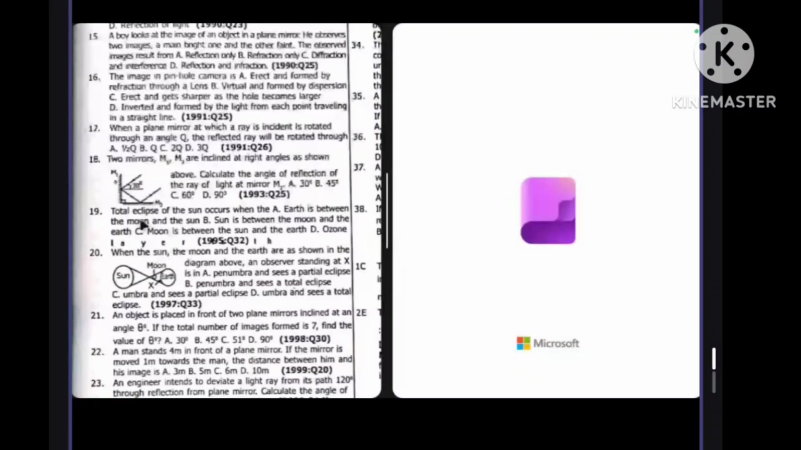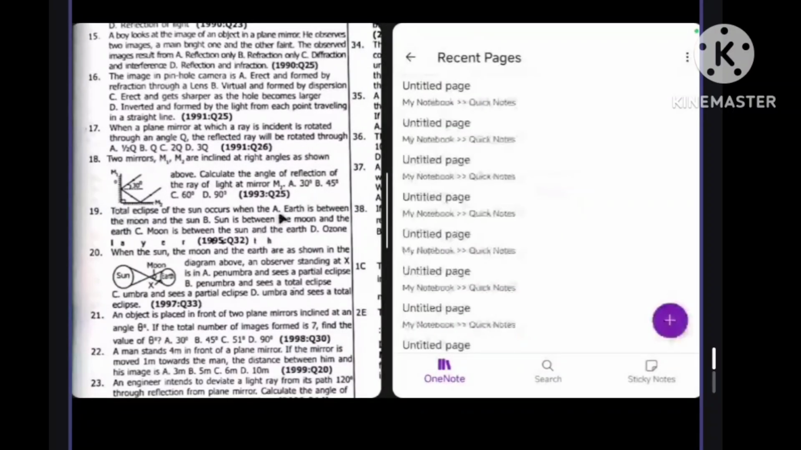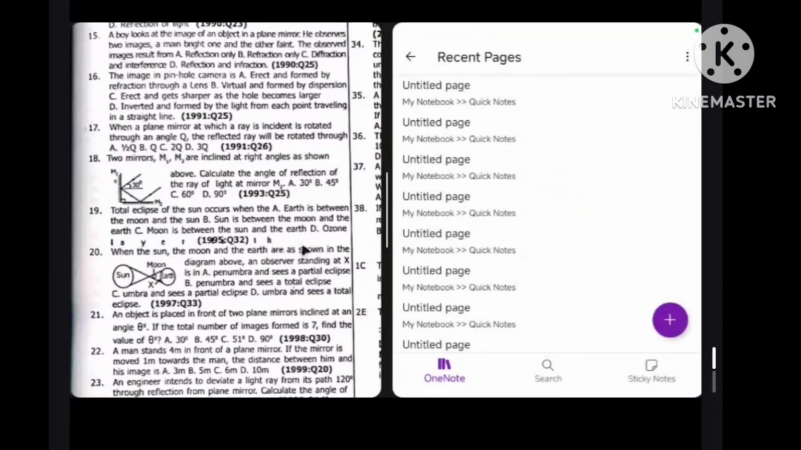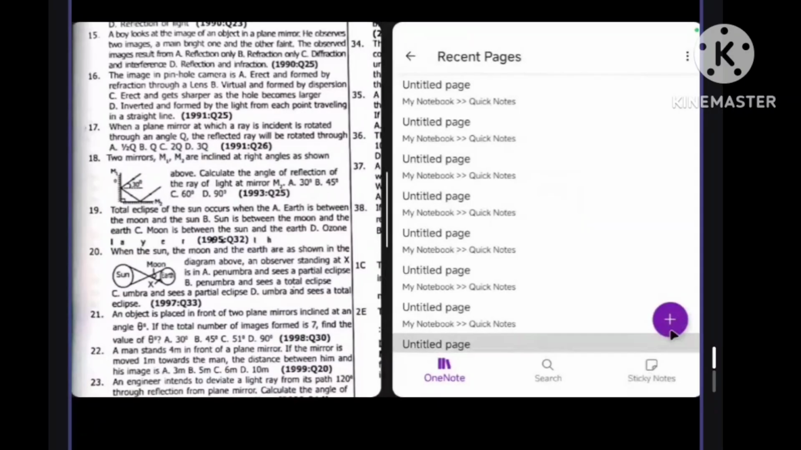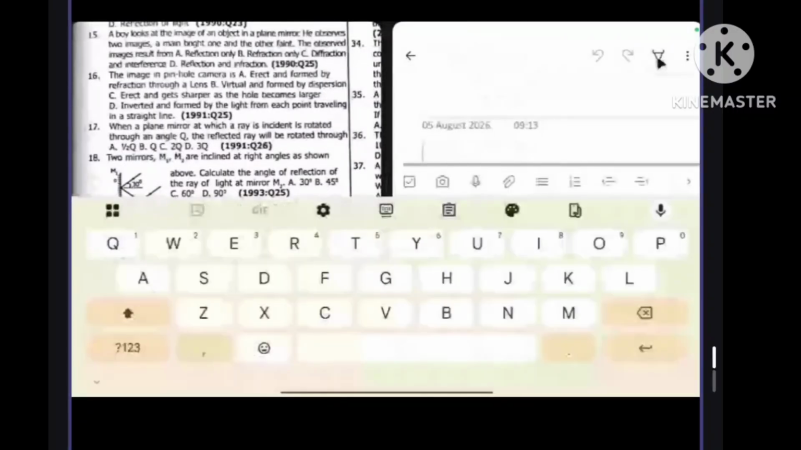Okay, let me read it out just in case you might not be seeing it very clearly. It says the total eclipse of the sun occurs when A, the earth is between the moon and the sun. B, the sun is between the moon and the earth. C, the moon is between the sun and the earth. D is... Yes, you said option C. Okay, very good. Do we have any other answer?